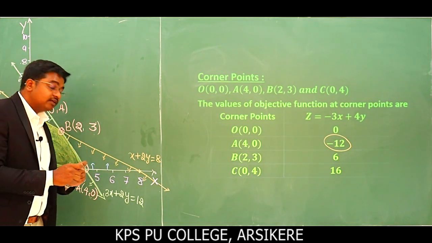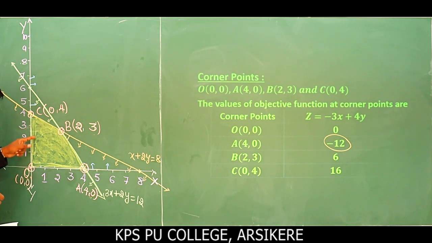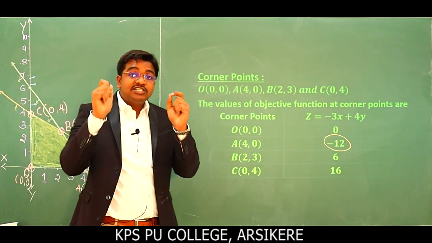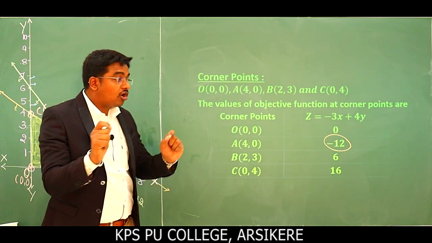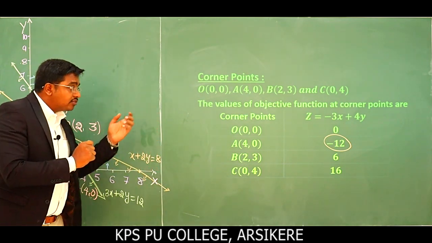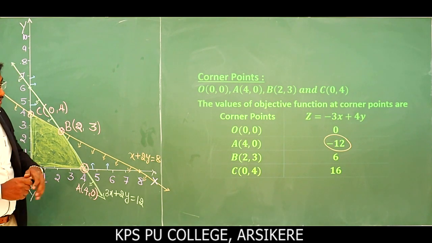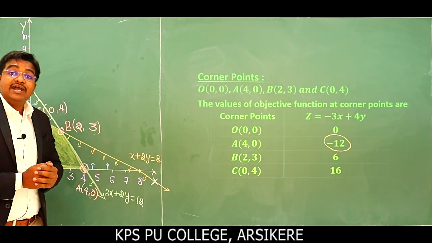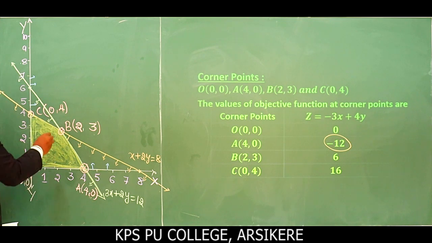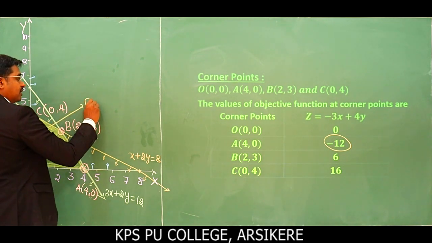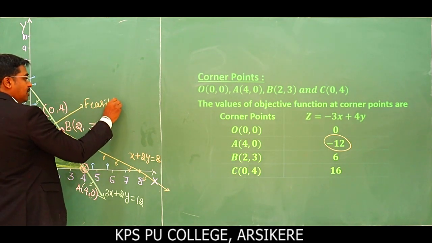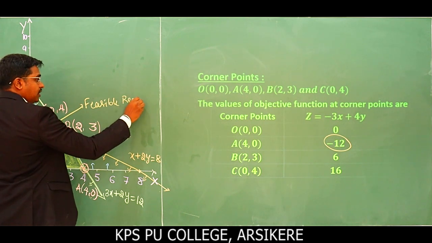How is it the minimum value? How to check this? We have a method: the feasible region. This region is bounded. So when the feasible region is bounded, the least value of the objective function at the corner points becomes the minimum, and similarly the largest value becomes the maximum. So we must draw the feasible region. Clear?